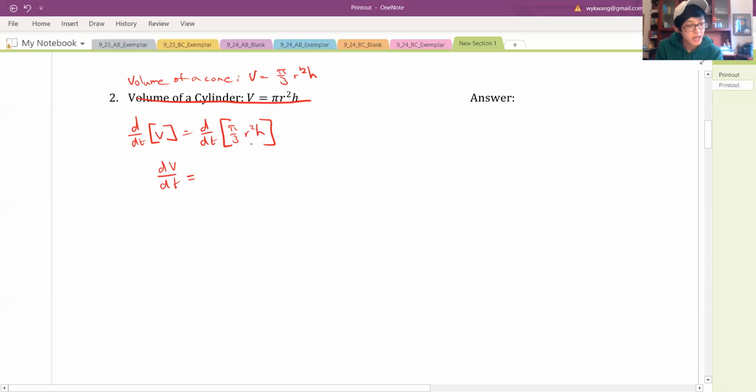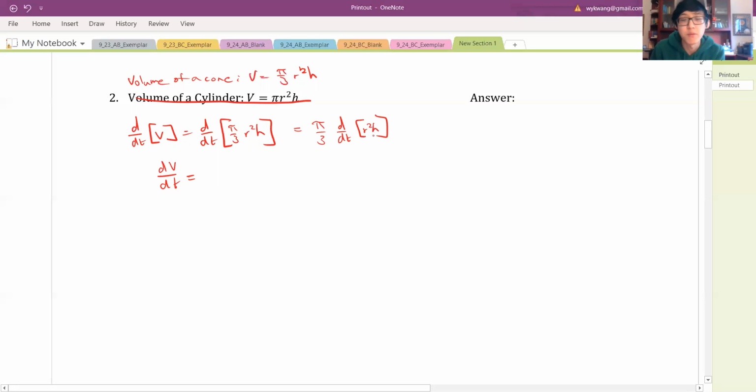So I'm going to apply what I know about derivatives and constants, and I'm just going to factor out the pi over 3. So I'm going to do that over here, actually. I'm going to say pi over 3 of d over dt of r squared h, because I know constants don't impact derivatives. They just stay the same, right? So I can factor constants out.